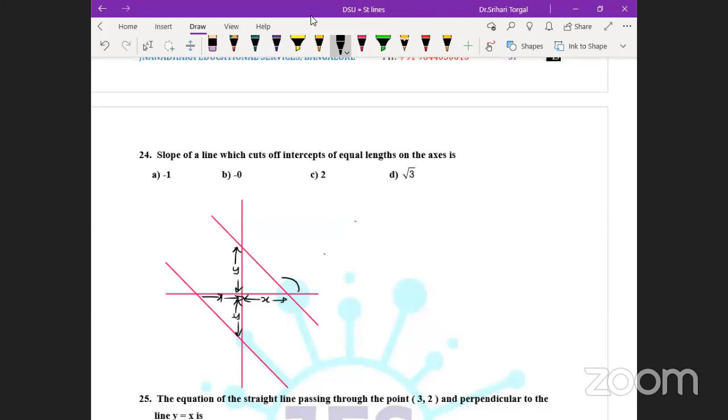You will get angle 135 degree here always when these two are equal. 135 degree with the positive x-axis. So then what is the tan theta? It is tan 135 degree.